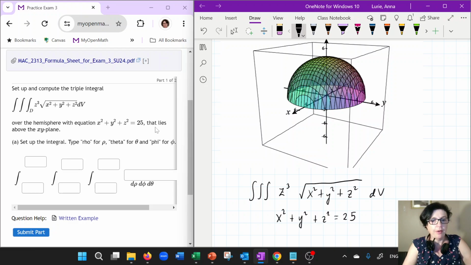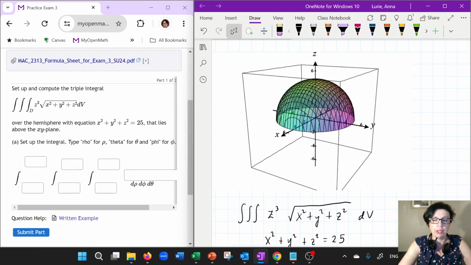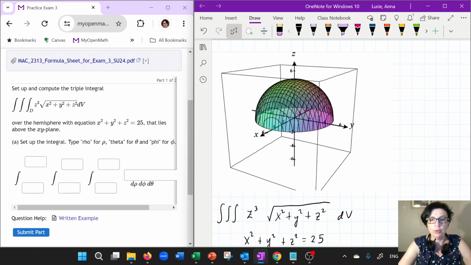But we do have a sphere that lies above the xy plane. So it's not the whole sphere, but just part of a sphere. So let's see if we can, first of all, set up the limits using spherical coordinates. How do we do that? Number one, we are going to fix phi and theta. Phi is the angle with the z-axis and theta is the angle with the x-axis.